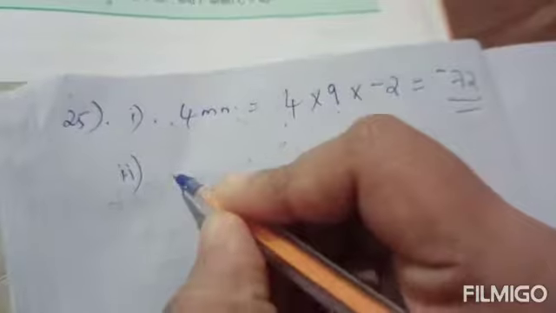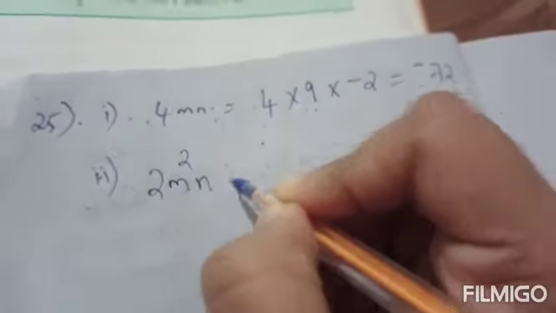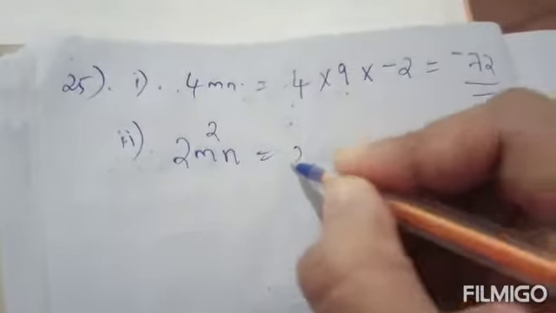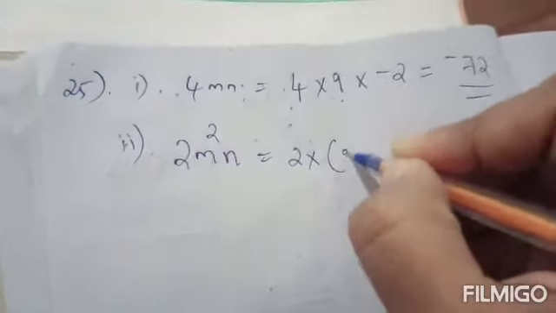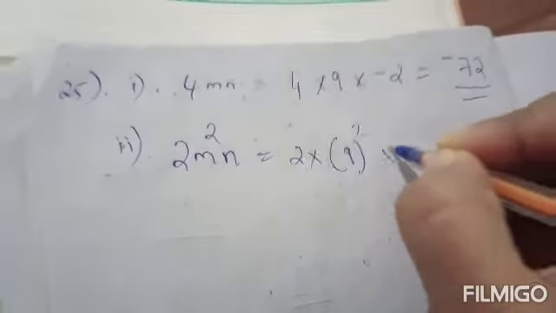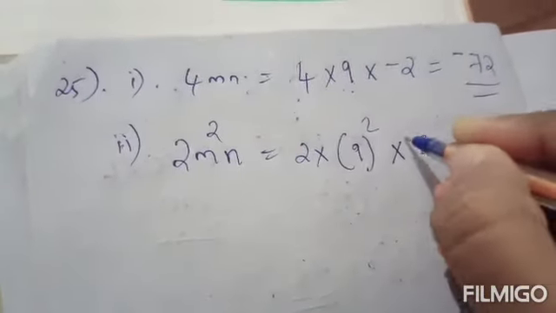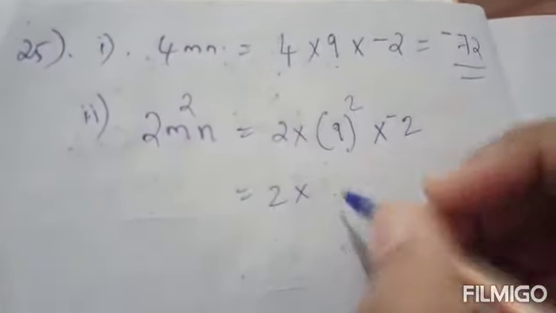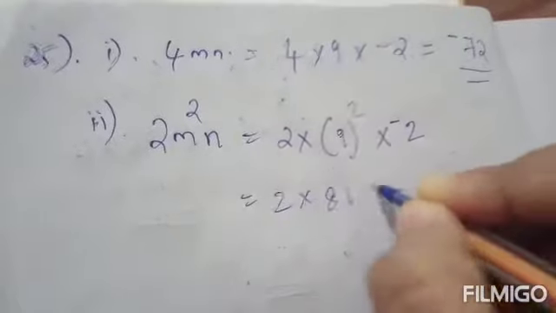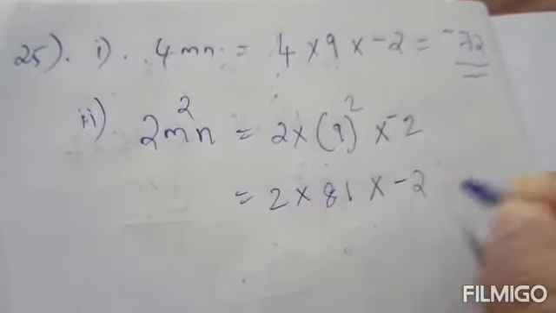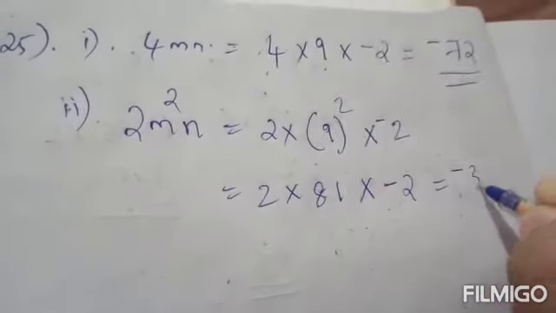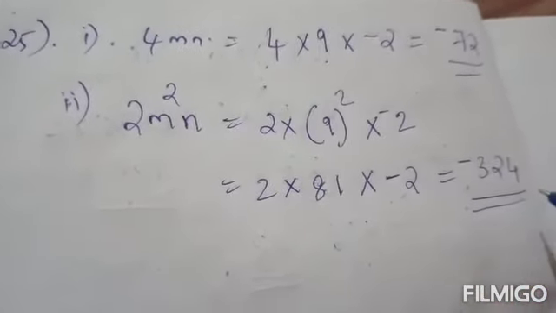Okay, next second one 2m square n. So giving m and n the values, 2 into m square, it is 9 square, into n it is minus 2. So you will get 2 into 9 square. 9 into 9 is 81 into minus 2. So the final answer you will get is minus 324.